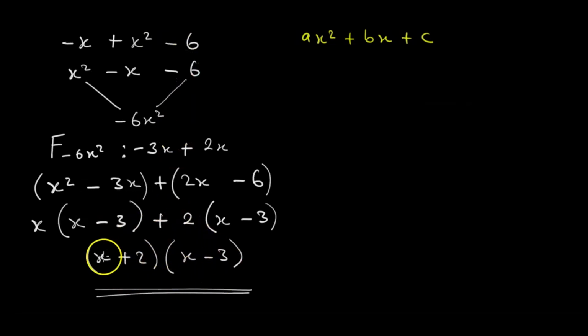If you want to check that your answer is correct, you just expand these brackets. If you expand them, they should give you x squared minus x minus 6.